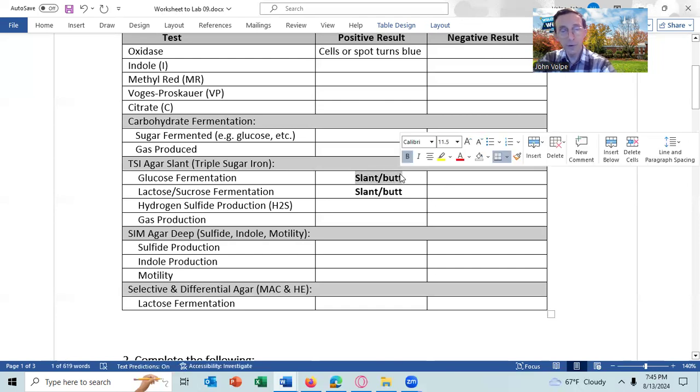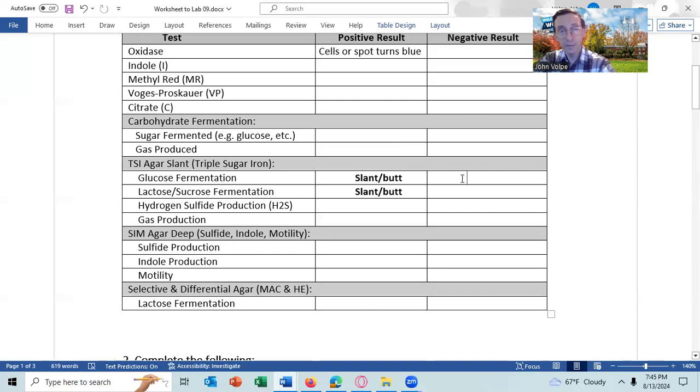Although you should know in the negative case, both the slant and the butt will be the same color. And then tell me what color it will be if hydrogen sulfide is produced, the positive result, and the negative result. And then if gas is produced, give me the positive result and the negative result.